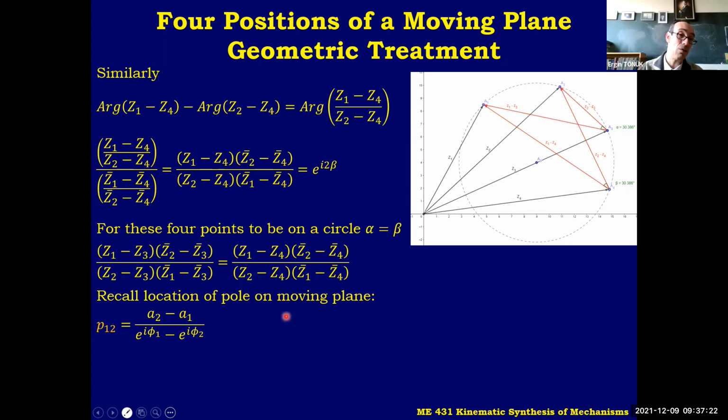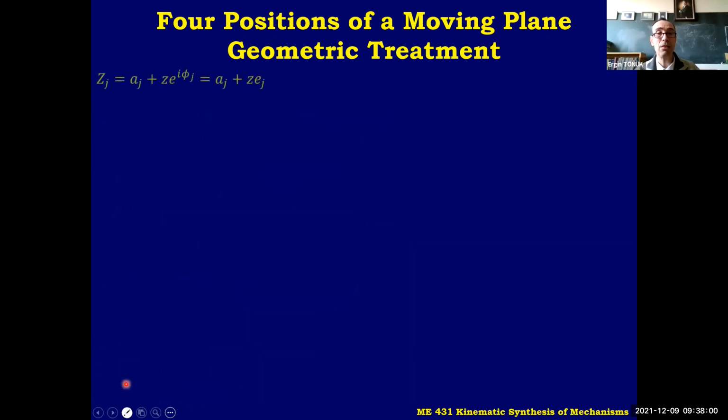And by using this, we just derived the location of the pole on the fixed plane like this. So these are the long notations with e to the i's. And actually, these poles define the motion between positions 1 and 2 uniquely, okay? The location of the pole. So, we've had this expression.